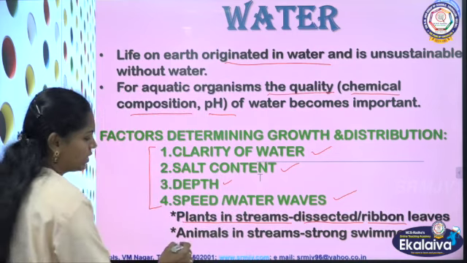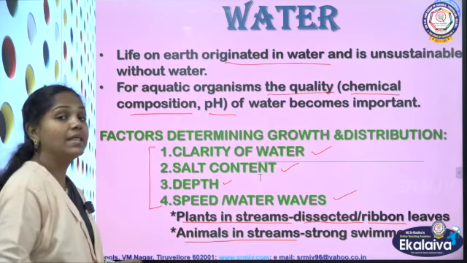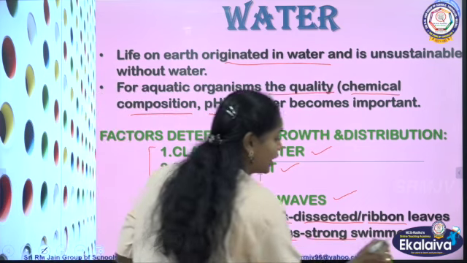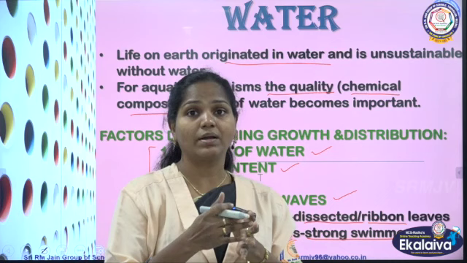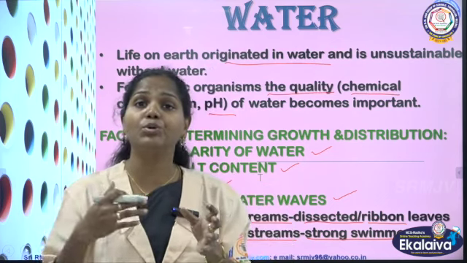Then the animals in streams are good swimmers, strong swimmers. So along with that water current, they have the ability to swim.